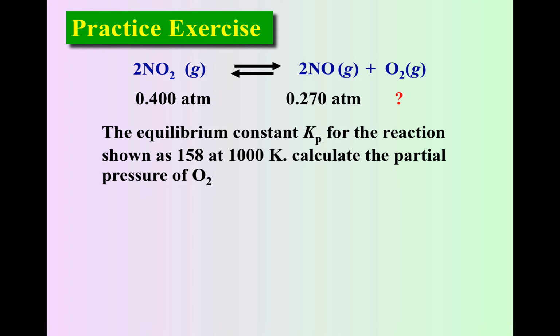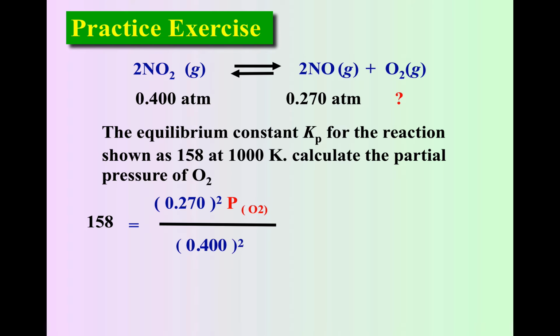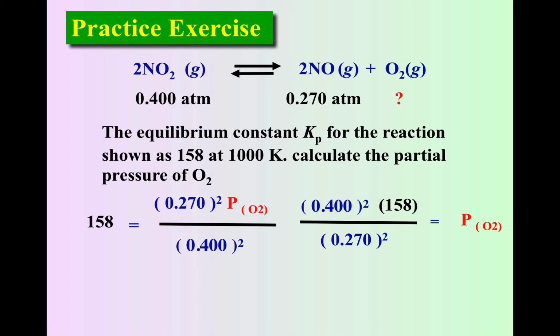The Kp value for the reaction is 158. Calculate the pressure of oxygen when we know what the equilibrium pressures are for the other two. So in this situation, you're plugging in the known pressures, setting them equal to the Kp value, and solving for the missing pressure, the oxygen pressure. So multiply both sides by 0.4 squared, divide both sides by 0.27 squared, and solve. So Kp is used to find the missing pressure.